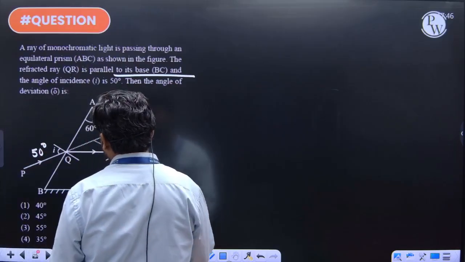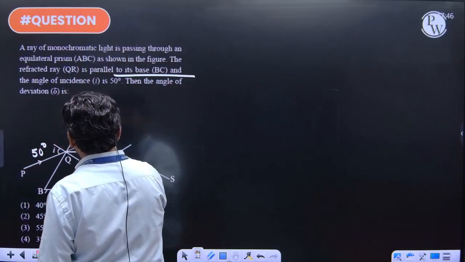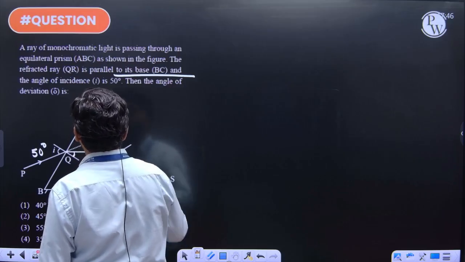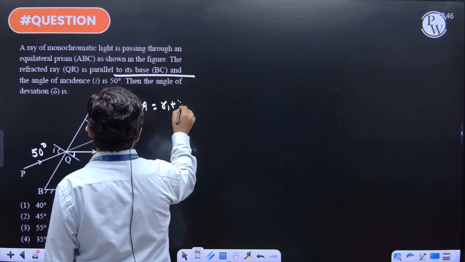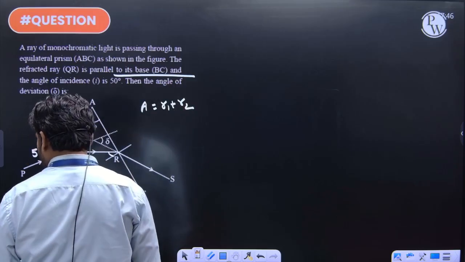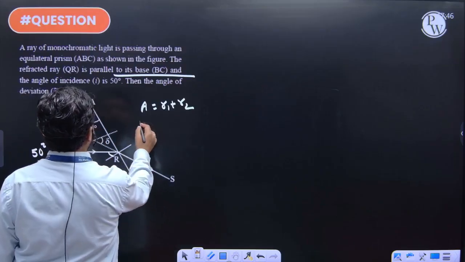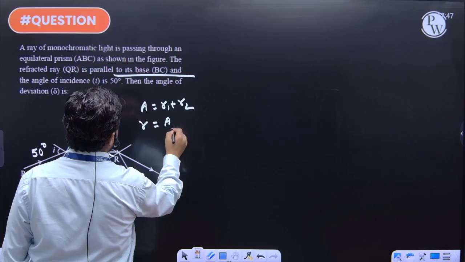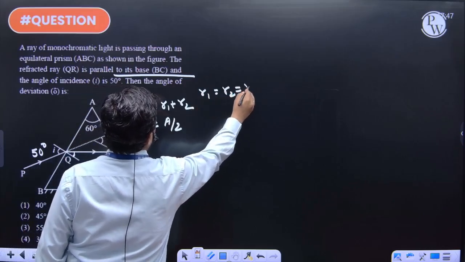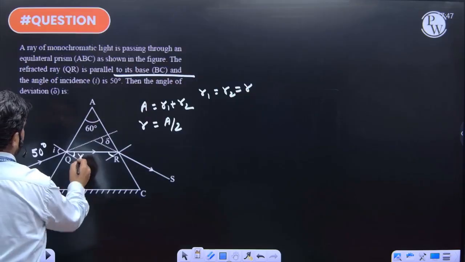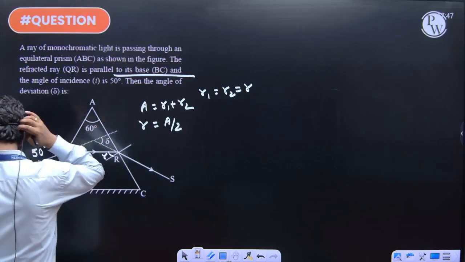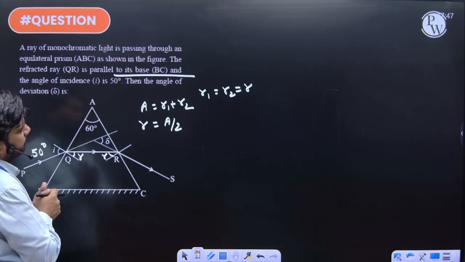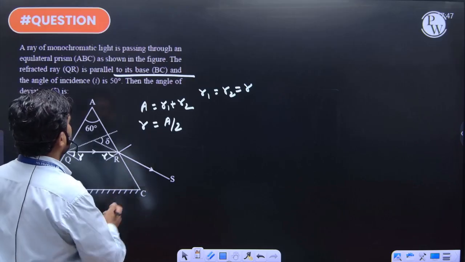What is the value of this delta? So what is the relation in this case? When it becomes parallel, this angle and this angle will become equal. And you know that relation, A is equal to R1 plus R2. So what is the value of this R? This R value is A by 2, because R1 equal to R2, that is equal to R. So this is your R, this is your R. So R1 is equal to R2 and that angle will become 30 degree. Any confusion? No.